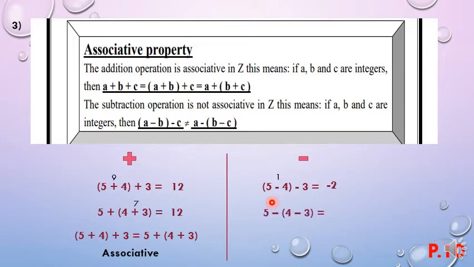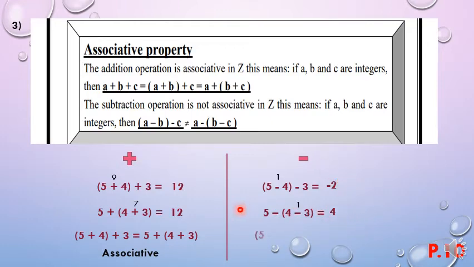If we change the places of the brackets and put 5 minus, then 4 minus 3 between brackets. Here 4 minus 3 equals 1. 5 minus 1 equals 4. Do we have the same answers here?